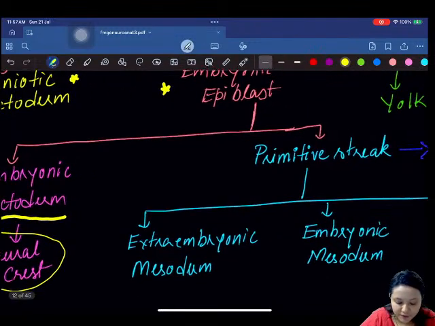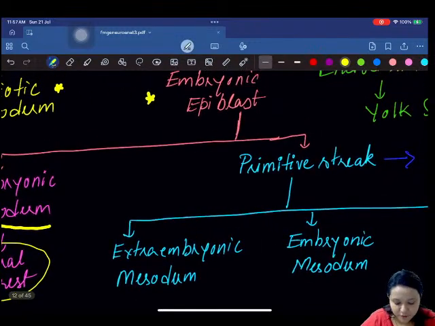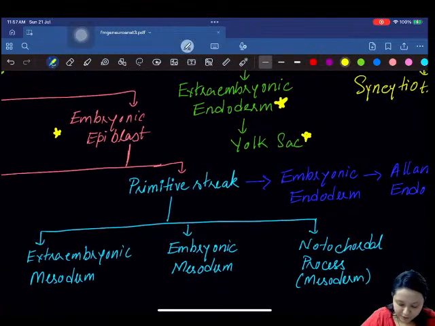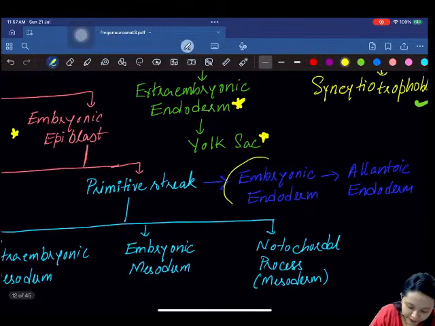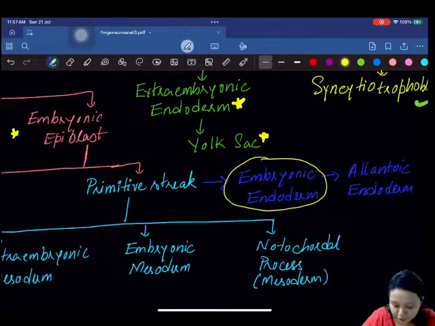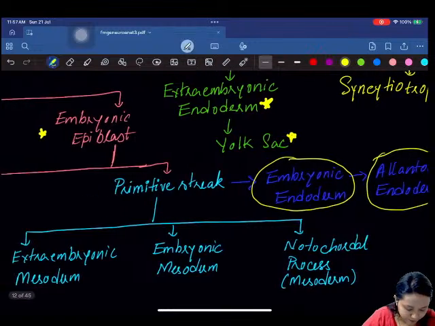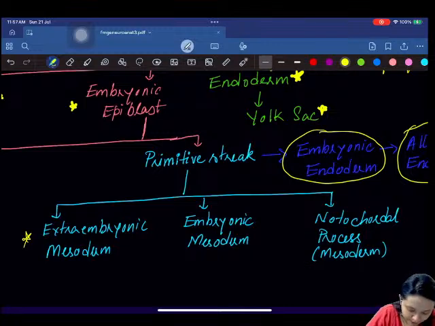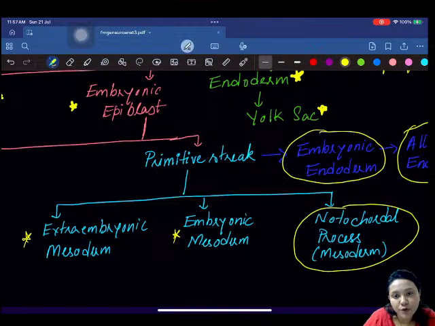Again, we know that from the embryonic epiblast there is a formation of the precaudal plate and the primitive streak. Now the primitive streak will first of all give rise to your embryonic endoderm and the allantoic endoderm, and again it is divisible into three parts: extra embryonic mesoderm, embryonic mesoderm, and the notochordal process, which is also mesoderm in origin. So from the primitive streak the notochord is arising.